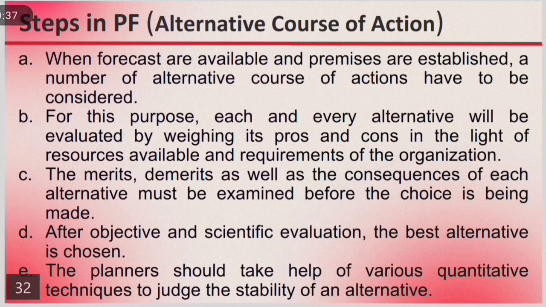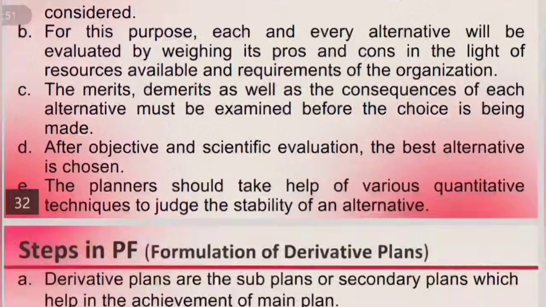Number B. For this purpose, each and every alternative will be evaluated by weighing its pros and cons in the light of resources available and requirements of the organization. Number C. The merits, demerits, as well as the consequences of each alternative must be examined before the choice is made. Number D. After objective or scientific evaluation, the best alternative is chosen. Number E. The planners should take help of various quantitative techniques to judge the stability of an alternative.